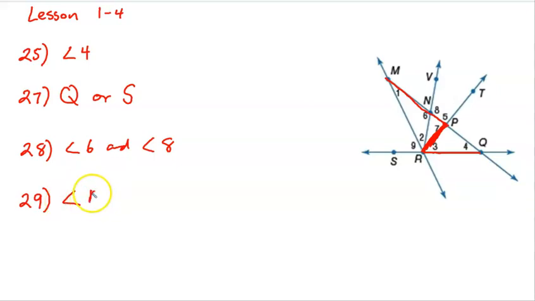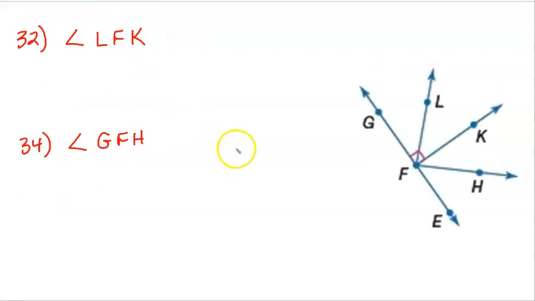You could say angle MPR and angle PRQ. There could be more than one of those. As long as the two angles are connected by the same side, then you are correct. All right, so that gets us through those problems. Let's move on to number 32.